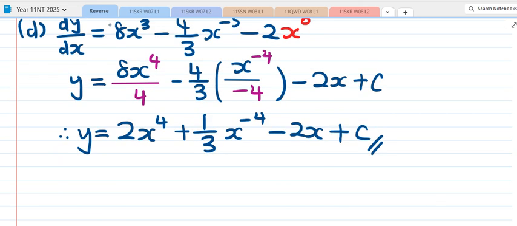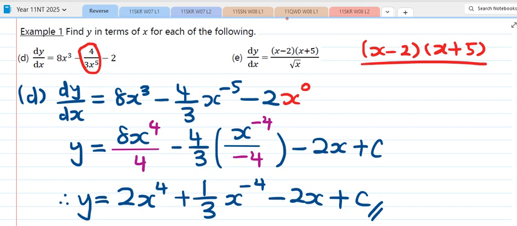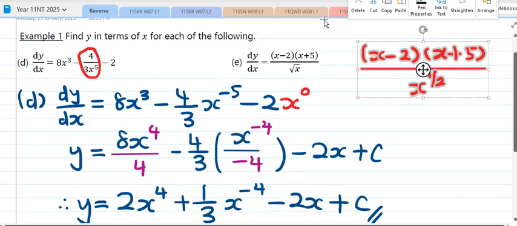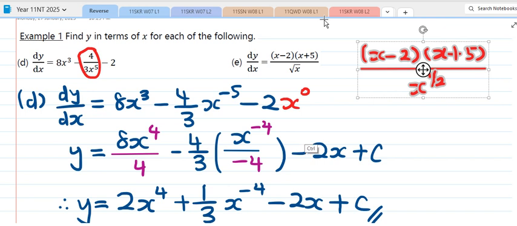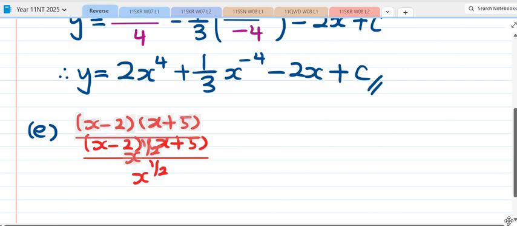So for a particular example like E, because here you cannot really integrate this directly, all you need to do is to simplify the x minus 2 over x plus 5, everything over x. So here, let me just write this down back as denominator square root of x is x to the power of half. So here, you have to change this so that you can integrate this easily.